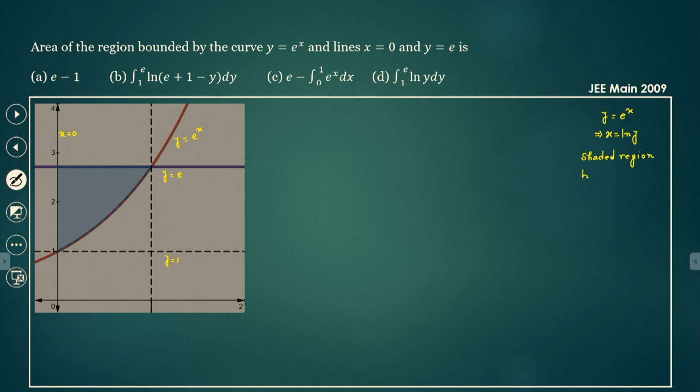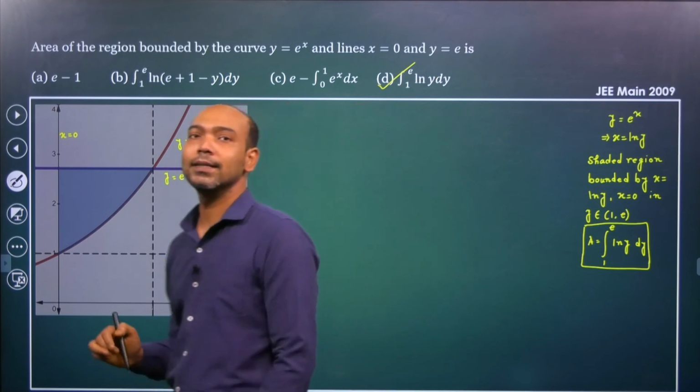Now the shaded region is bounded by x equal to some function of y, so x equal to log y and x equal to 0, in the interval y belongs to 1 to e. Therefore the required area A equals the integral from 1 to e of ln y dy. So we can easily calculate the final value. For this particular problem, you can see that option D is the right answer.